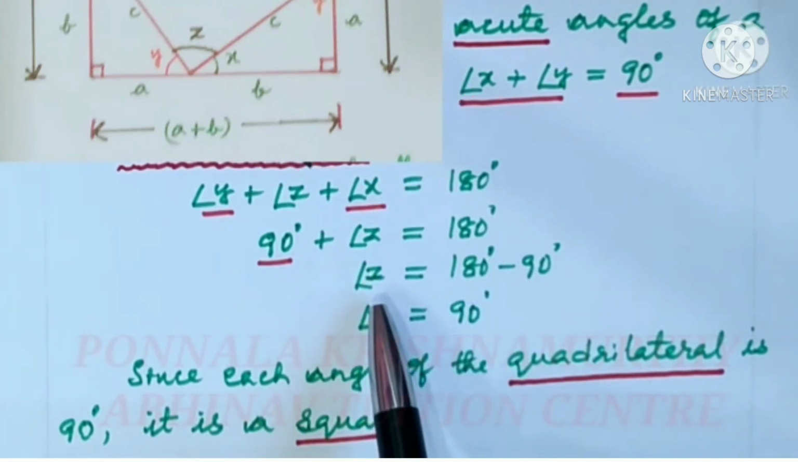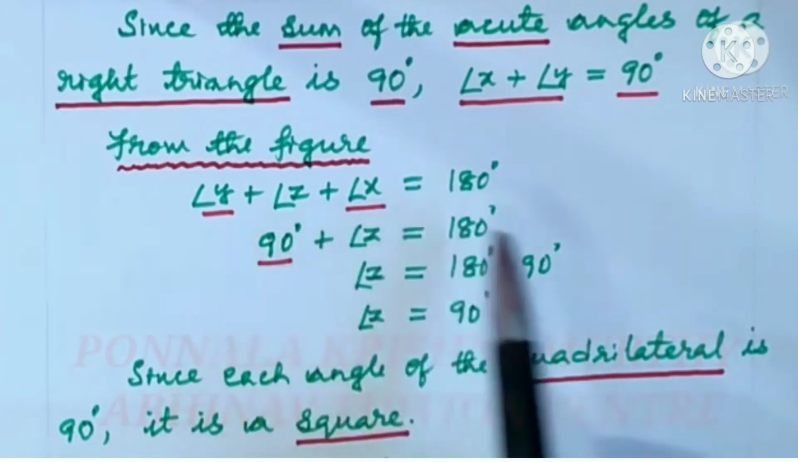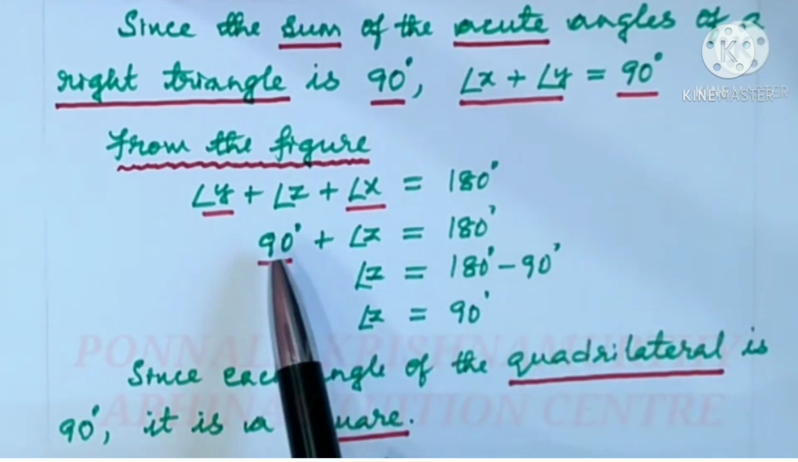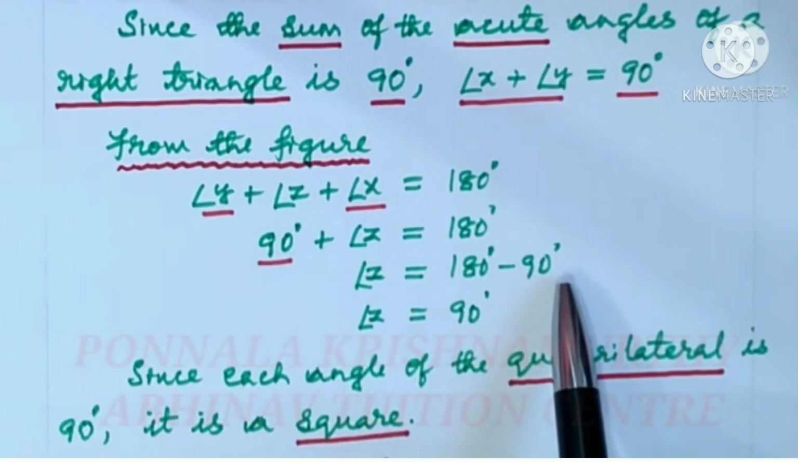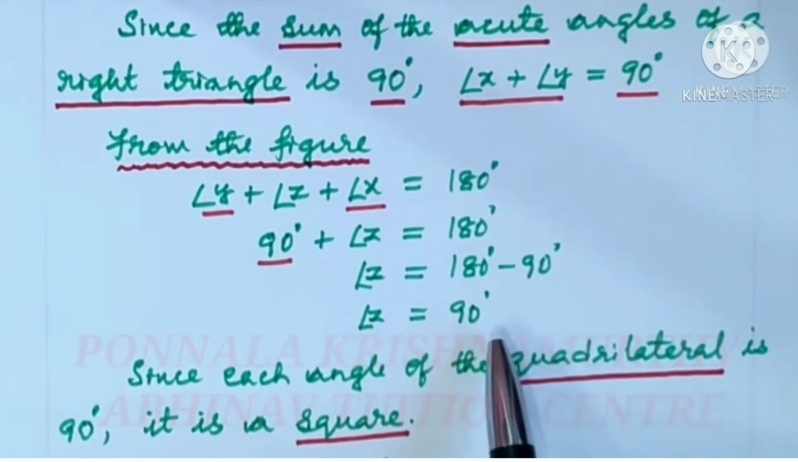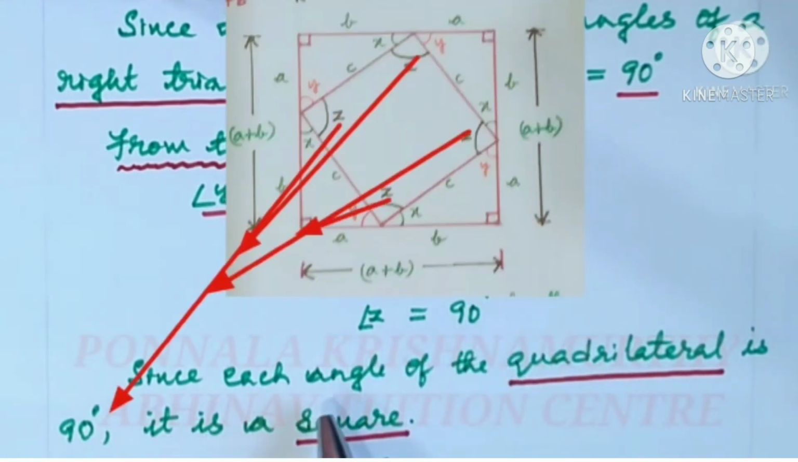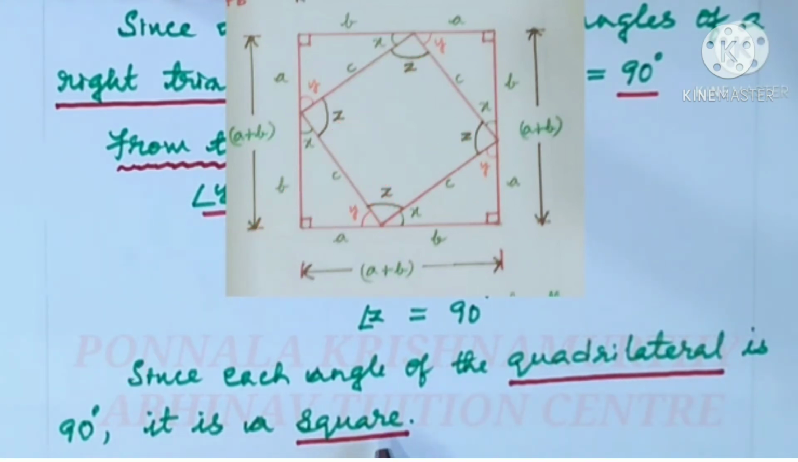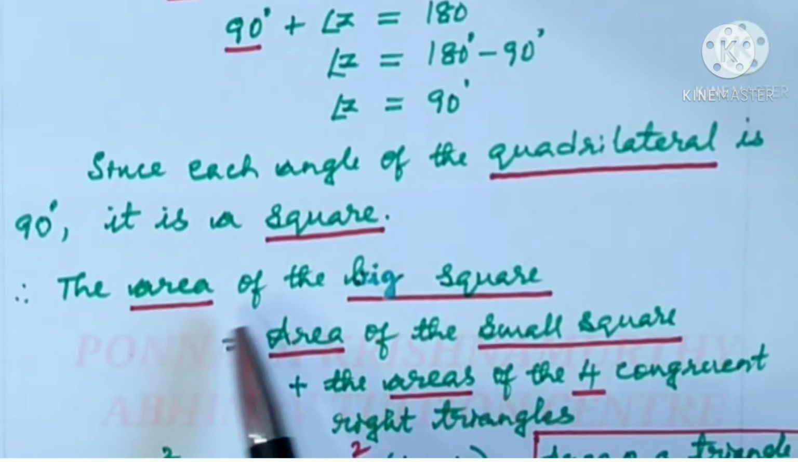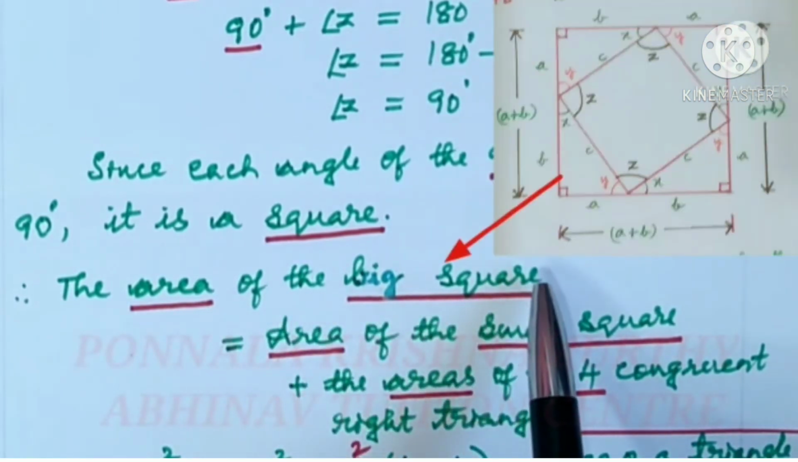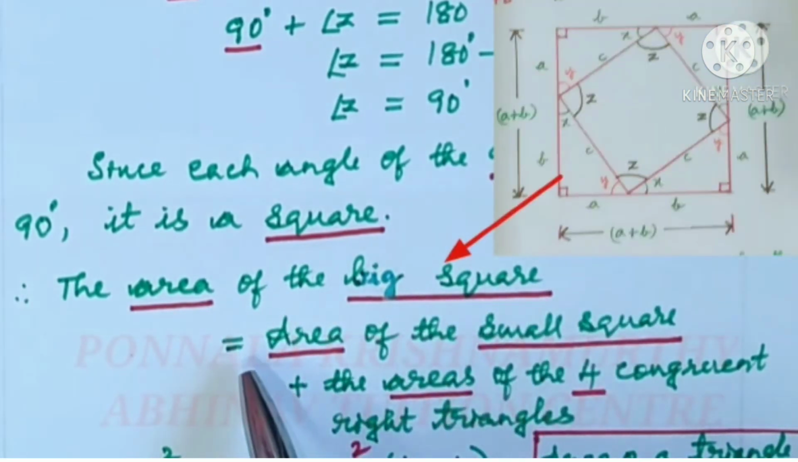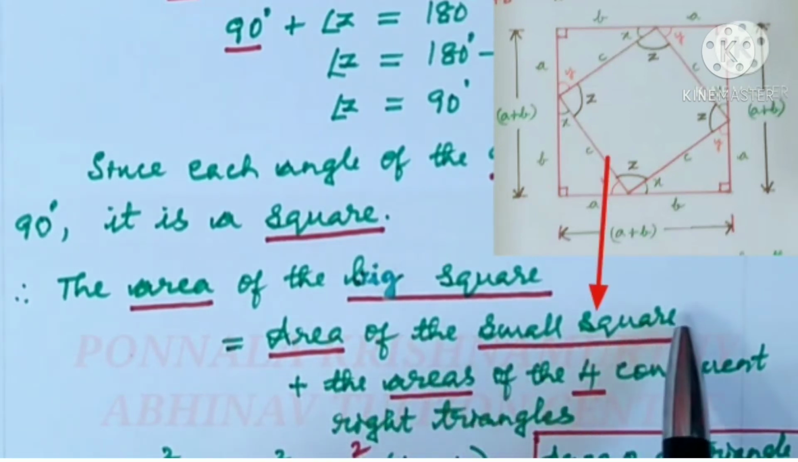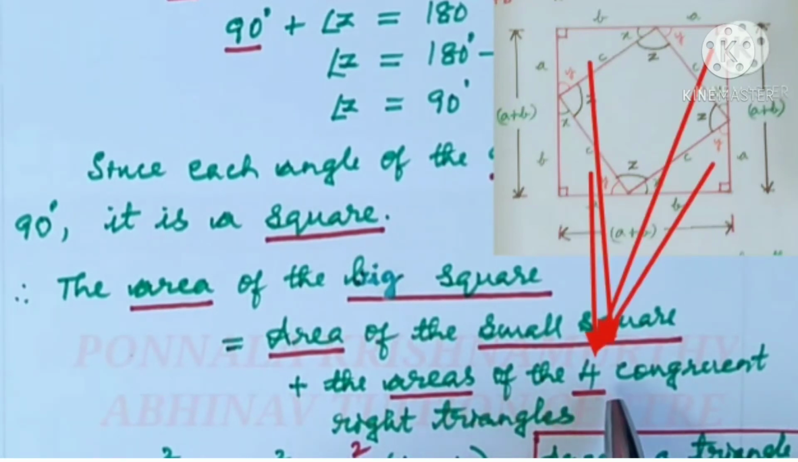Then angle Z is equal to 180 degrees minus 90 degrees. This plus 90 degrees comes to the right hand side and becomes minus 90 degrees. Then angle Z is equal to 90 degrees. Since each angle of the quadrilateral is 90 degrees, it is a square. Therefore, the area of the big square, you can see the figure, is equal to the area of the small square plus the areas of the 4 congruent right triangles.